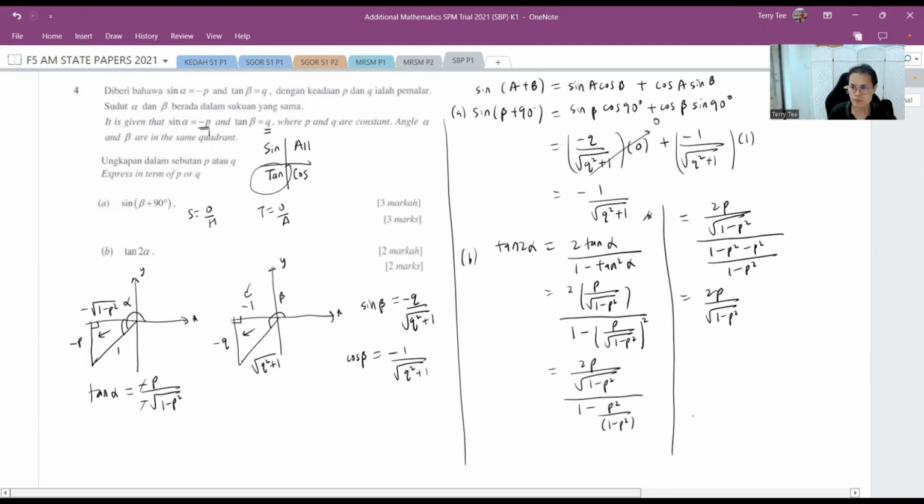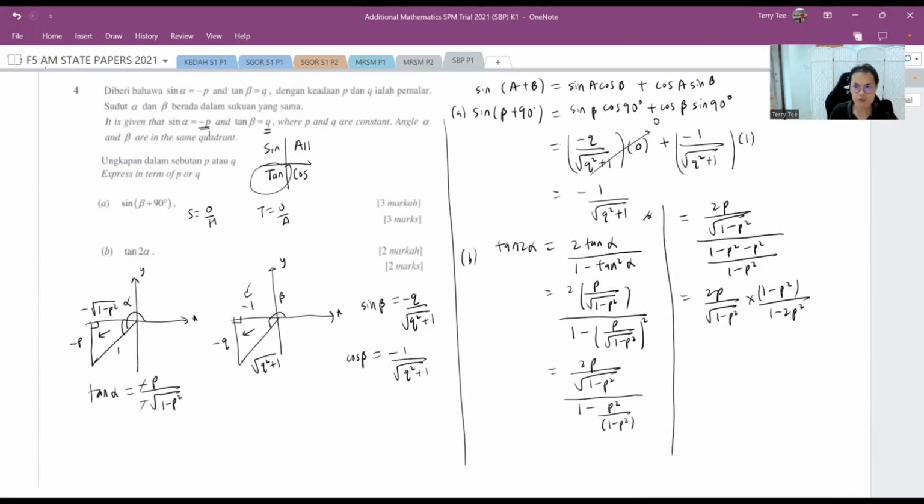Now, I'm going to do this a bit fast. I'm going to flip this upside down. 1 minus P squared over 1 minus 2P squared. Yeah, because 1 minus P squared over here is actually 1 minus 2P squared. So I'm going to flip it upside down. And notice that this one you can actually cancel them. You can cancel this. But you're not canceling the whole thing.